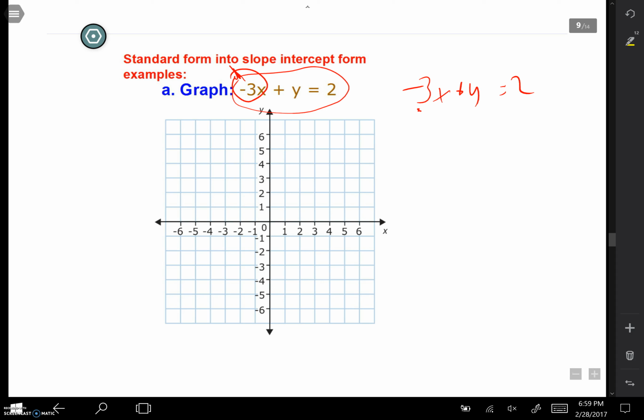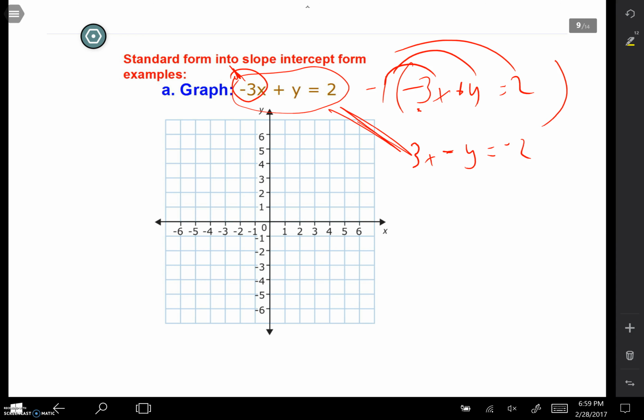Well, luckily, it's already 3. We just need to make it positive. So I would multiply this whole thing by negative 1 and distribute this negative 1, and I get positive 3x minus y is equal to negative 2. It's just a little formality rule. It makes it the same function. It doesn't change. These two are identical. They're the same. If I were to graph them, they will be on the same line.